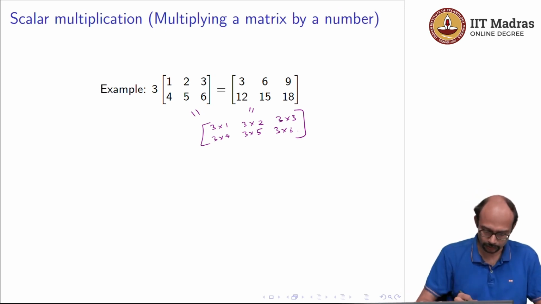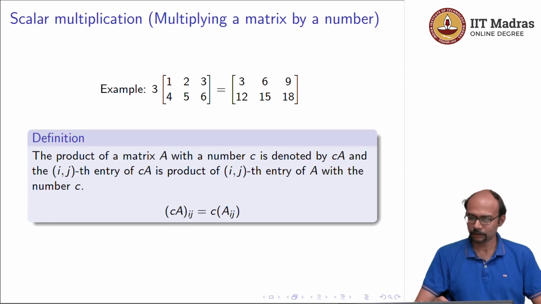Okay, so let's make this formal. The product of a matrix A with a number C is denoted by C times A, and the ijth entry of the product is C times the ijth entry of A. So C times A, the ijth entry is C times Aij.